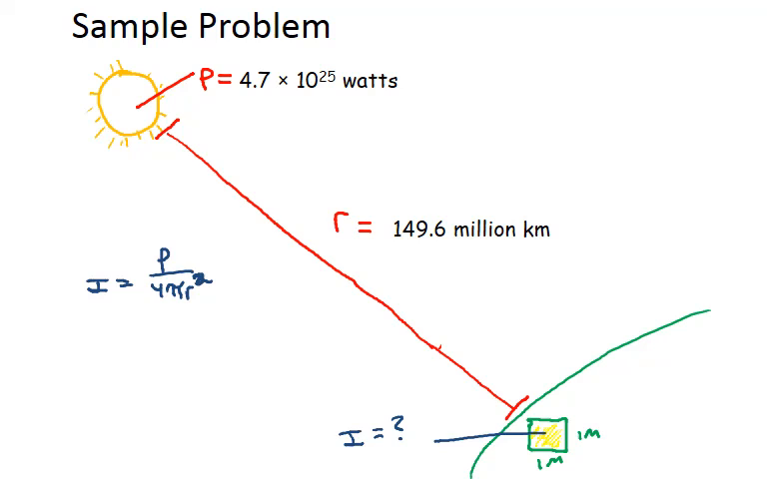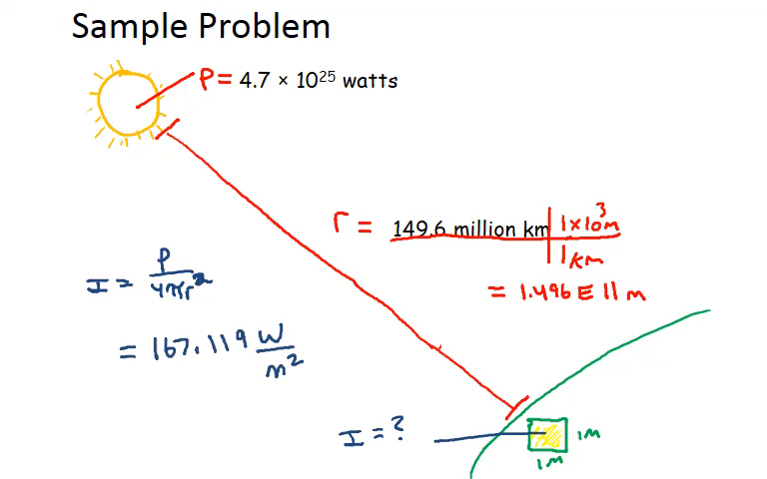Okay, so we take that power. We're going to need to figure out how many meters away we are, and we should get 167.119 watts per meter squared on 1 square meter of Earth. So in other words, on 1 square meter of Earth, in every second, we get 167.119 joules. That's what that would mean.